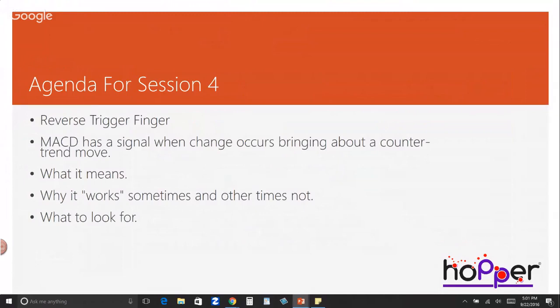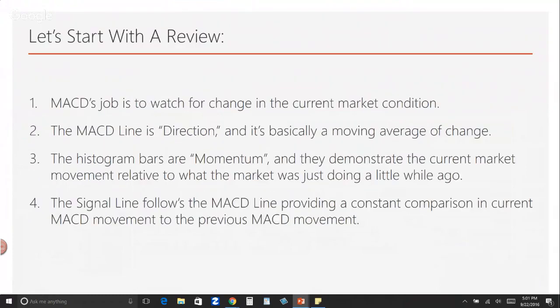Today I'm going to teach you a strategy called reverse trigger finger. And it is the MACD's signal for when change occurs, bringing about a countertrend move in the market. It can be very useful. It's one of the most reliable moves in the market, but sometimes one of the most difficult to find the correct timing for. I'm going to tell you what it means and why it works sometimes and other times not, and some things that you can look for.